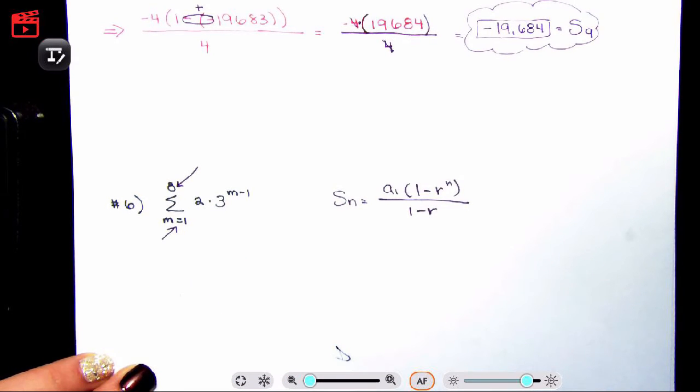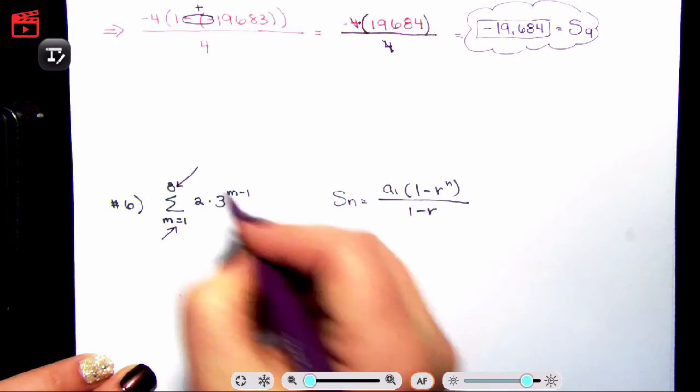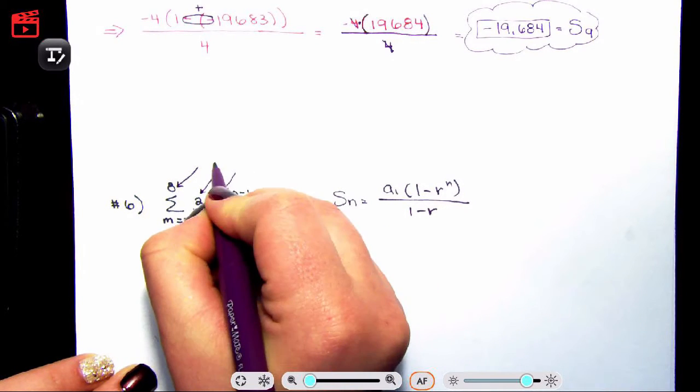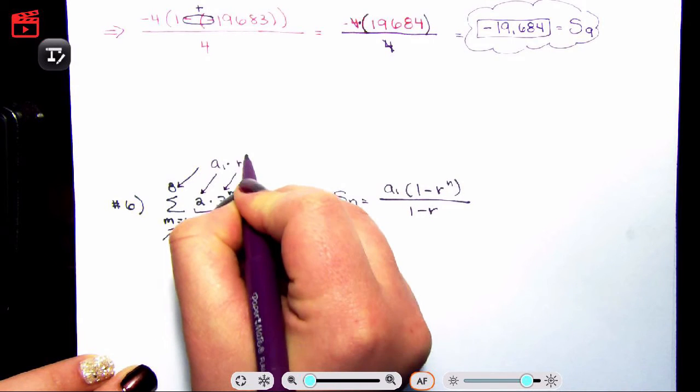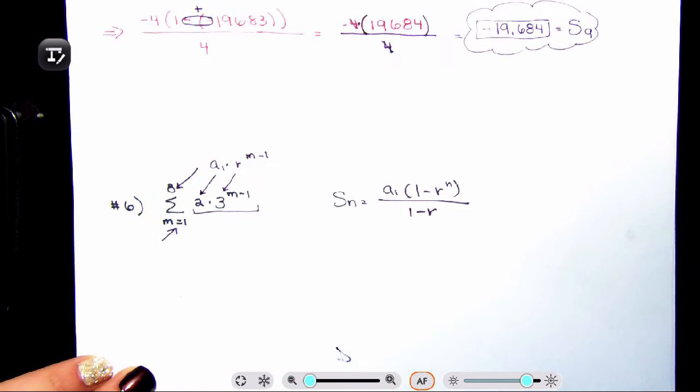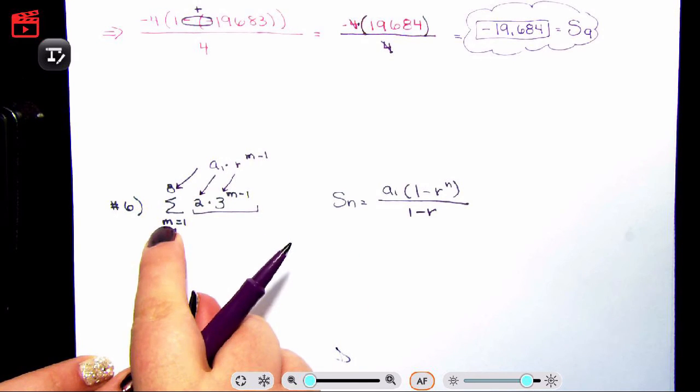This bottom number, m equals 1, gives us our lower limit. In this case, we start with the first number, we end with the 8th number, and we add everything else in between. This is our explicit rule. Notice that the explicit rule follows a formula, a sub 1 times r to the m minus 1. You can say n minus 1. It doesn't matter what variable you use for m or n.